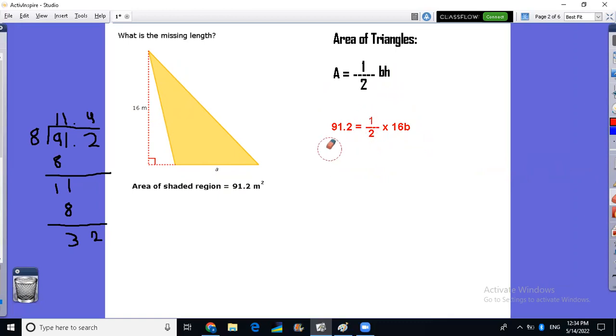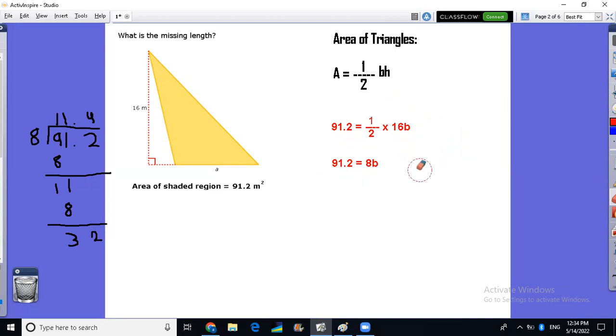What is next? Next, I'm going to keep 91.2 as it is. We're not going to change anything in it. 91.2 equals, what is half of 16? Half times 16 means the half of 16. We agreed also before in a different lesson, which is multiplying fractions or getting a fraction of an amount, that half times a number means the half of that number. So half times 16 means half of 16, which equals 8. So it's 8B. So 91.2 equals 8B.